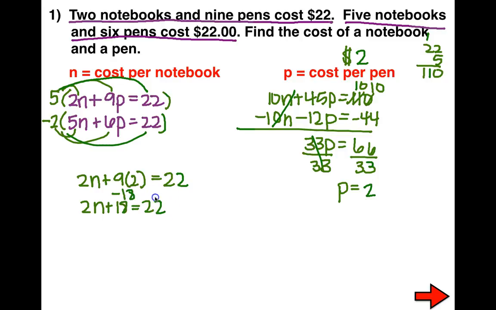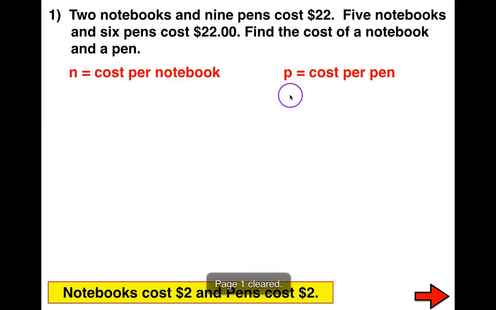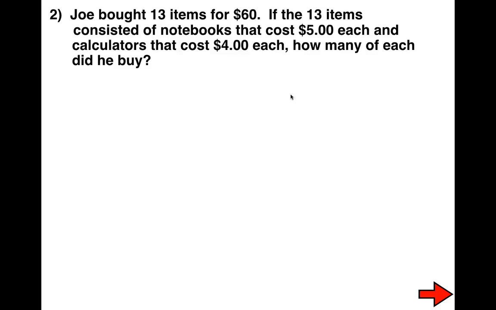Get rid of your constant from both sides, leaving me with 2n equals 4. Now simply divide both sides by 2, and I'm left with n equals 2. So now I can see that a notebook also costs $2. So at this point, I can go ahead and answer that notebooks cost $2 and pens also cost $2. Okay, so now let's try the next one.